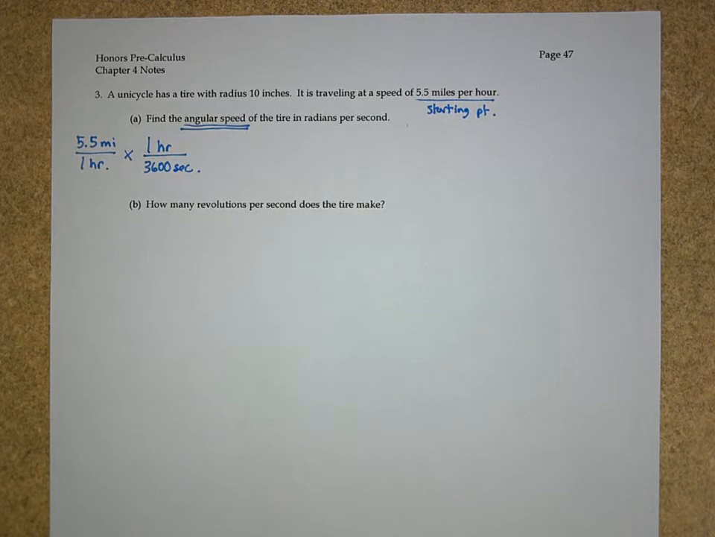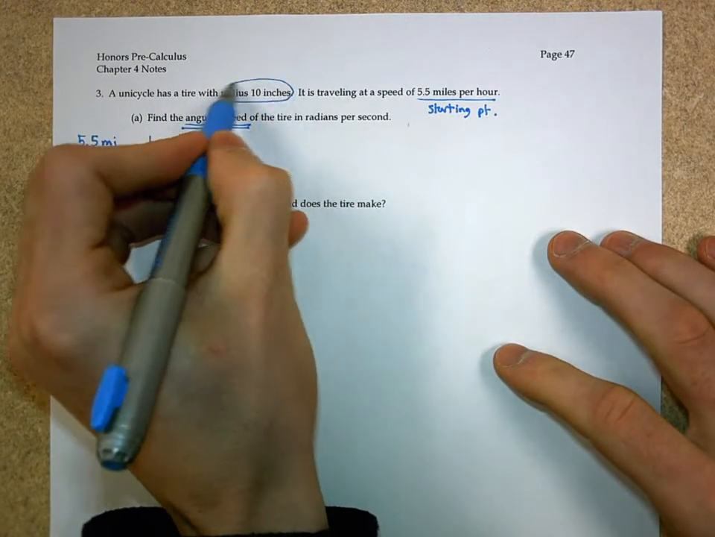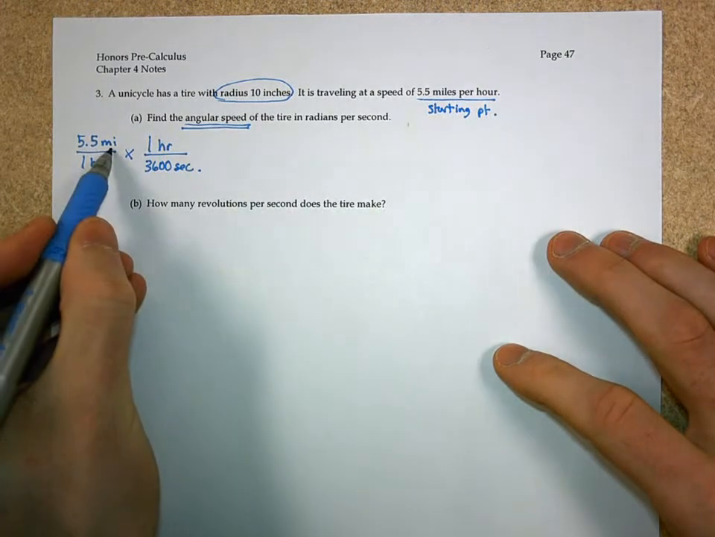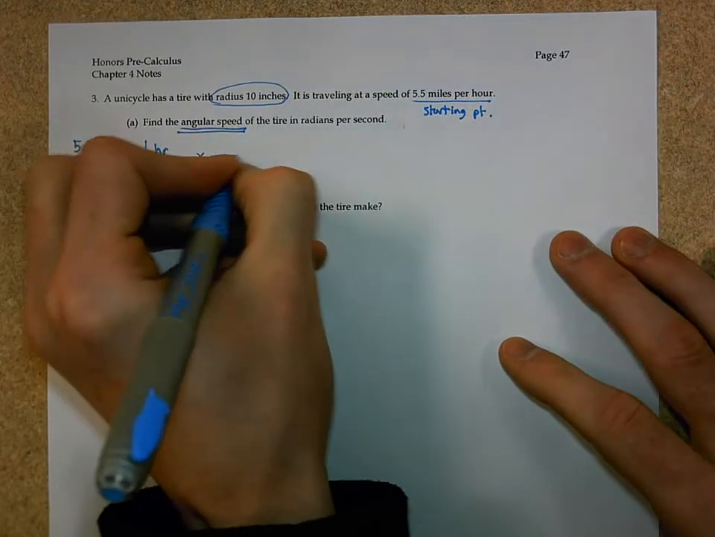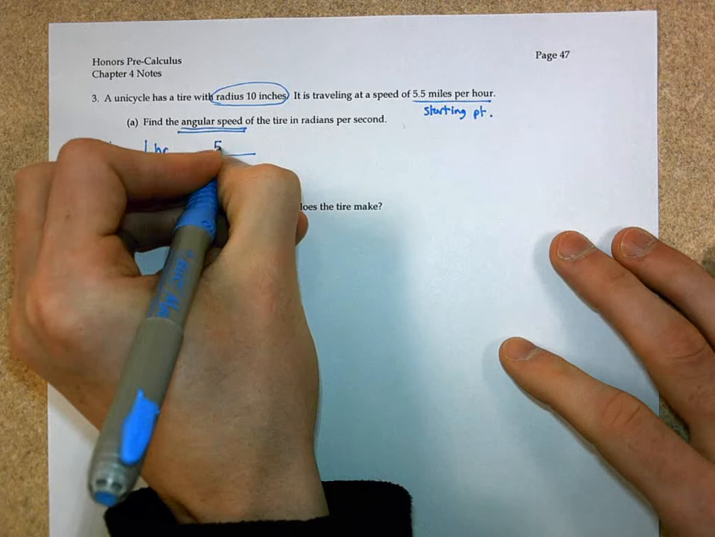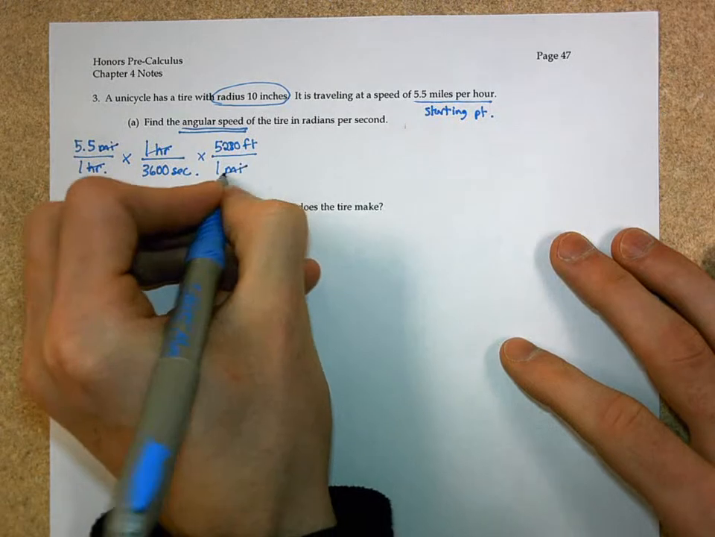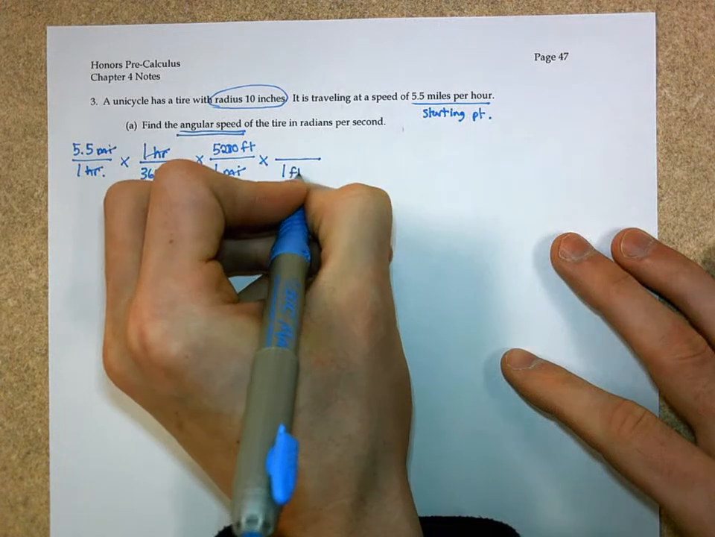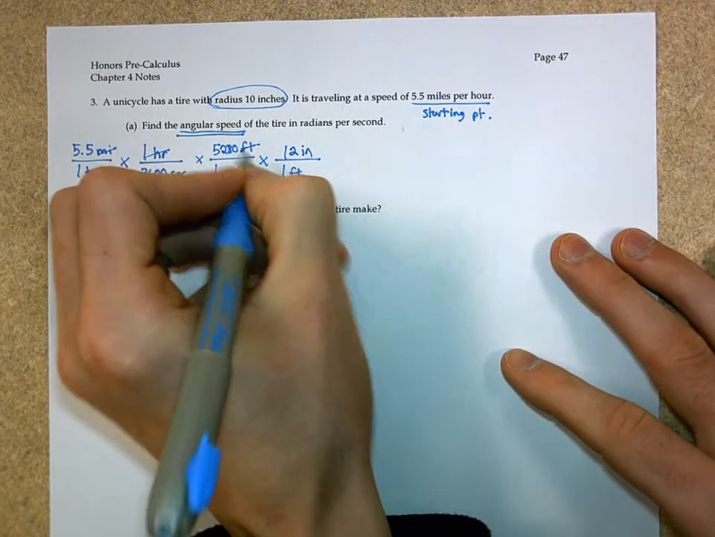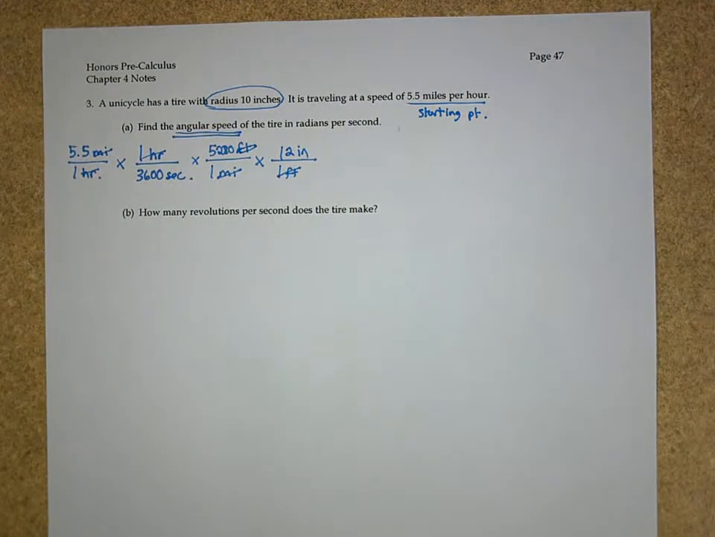The other thing that I need then is I need to find radians. But the only other piece of information that I have is we have a radius of 10 inches. And currently I'm in miles. So I need to get my miles down to inches. So we know that 1 mile is 5,280 feet. So my miles cancel out. Now I've got feet per second. And I know that 1 foot is 12 inches. So my feet cancel out. So now I've got inches per second. I'm almost there.